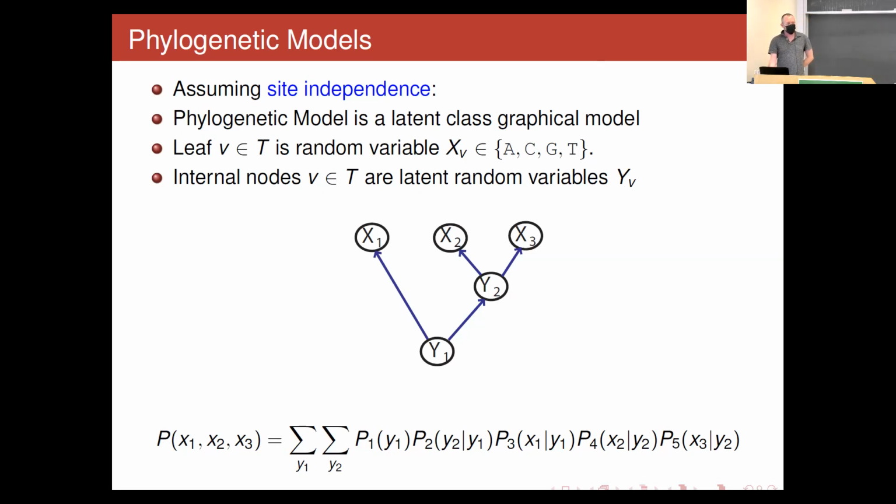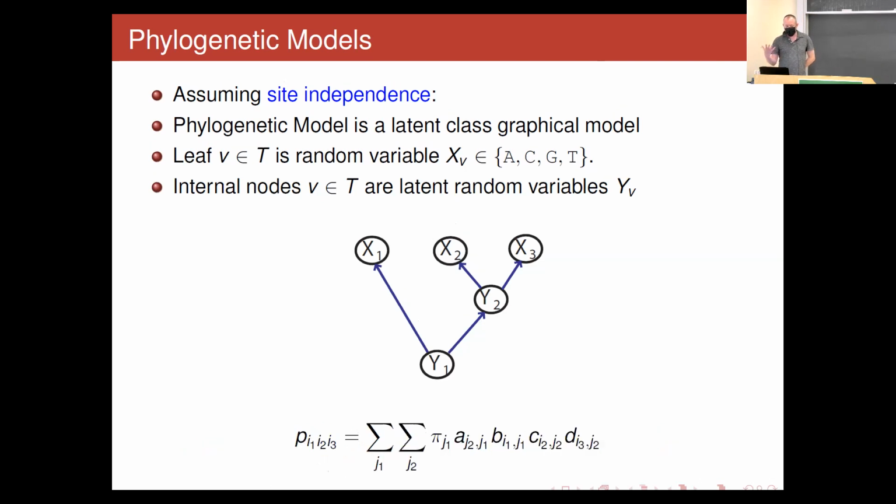Actually, it maybe doesn't look like a polynomial right now, but look, I'm just multiplying 5 things together and summing out over Y1 can be in 4 states, Y2 can be in 4 states. So this is a polynomial of degree 5 with 16 terms. Okay, so I, as an algebraic person, would write that same expression in a more polynomial way.